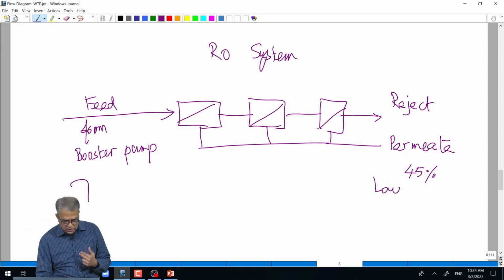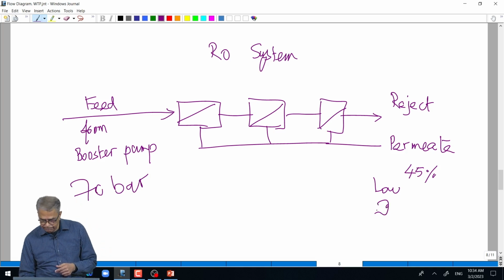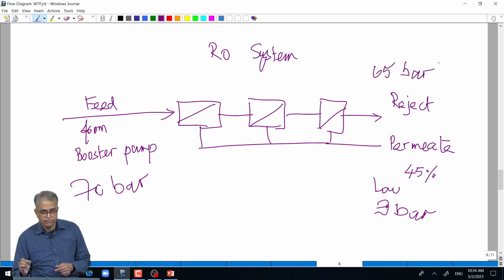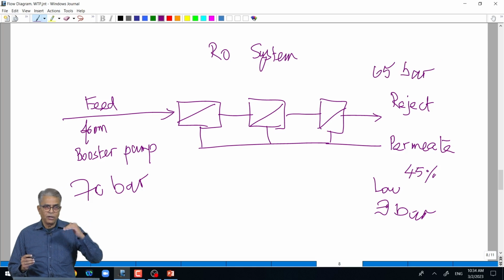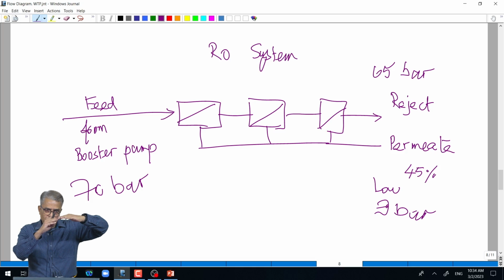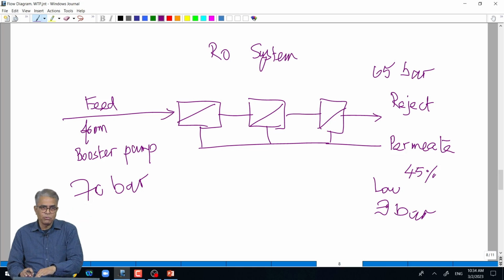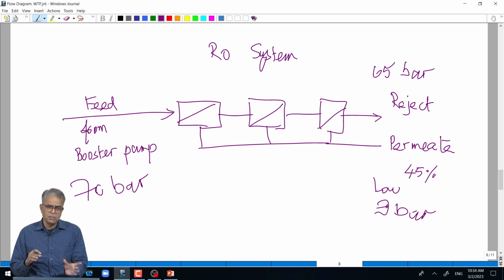If this is typically 70 bar for sea water, the permeate will be about 3, and the reject will be close to 65, because reject is not flowing through the membrane, it is flowing across the membrane. As it is flowing across, only water molecules are diffusing through. So, the reject is quite rich in terms of salts, and it still maintains fairly high pressure, there is a pressure drop of course. So, clear this point. Now that is energy, right, any pressurized fluid is energy.